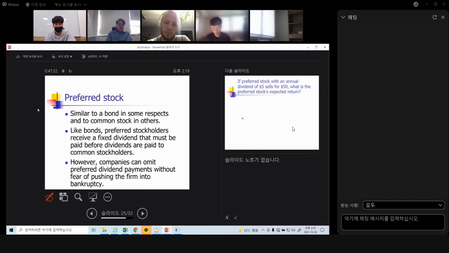Right. And the next topic, the last one, is preferred stock. So far, we talked about the common stockholder value, common stock value. So the preferred stock.